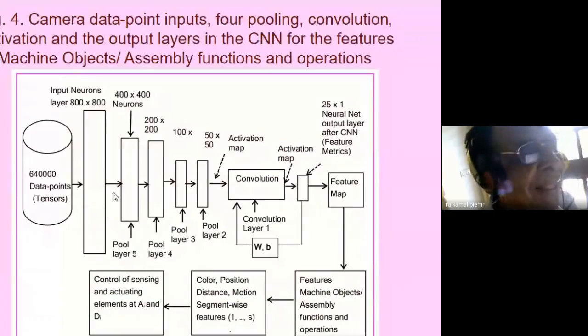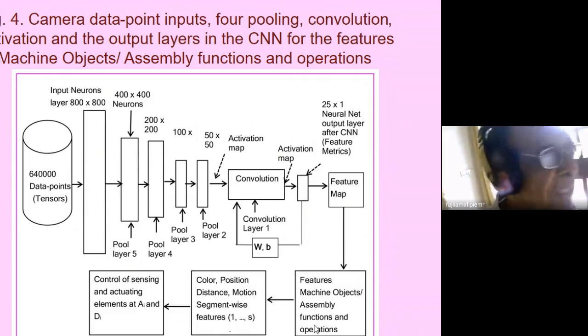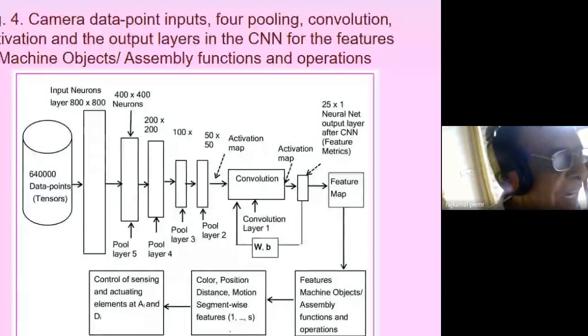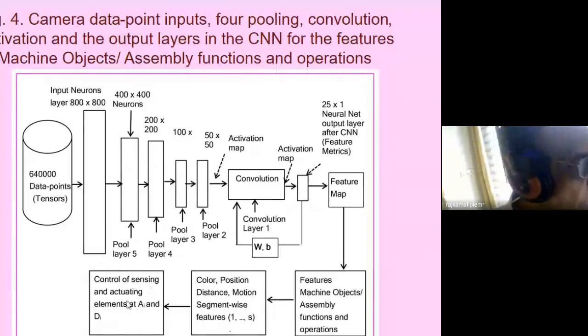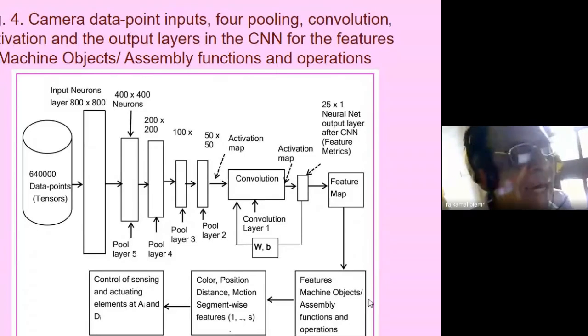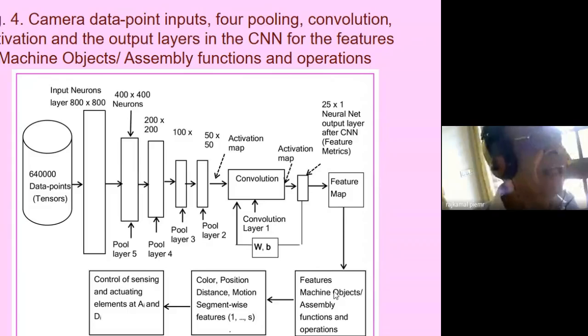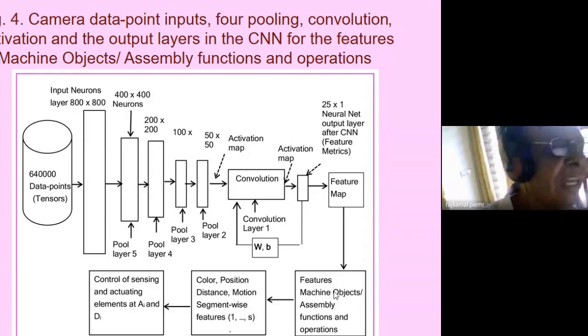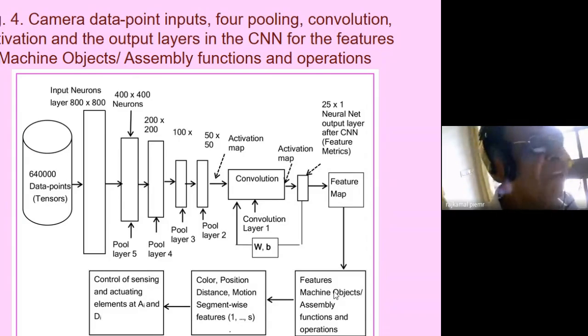So similarly, machine vision concepts are being used from the camera. These are the images. They generate the feature map. From the feature map, we are doing the analysis of the machine objects, assembly functions, and the operations. From that it will find out the color, position, distance, motions, and other things, and then control the sensing and actuating elements at the assemblers and disassemblers in the assembly unit. This is the important key process. So the edge computing unit is a key unit in the whole machine vision based assembly line operations.